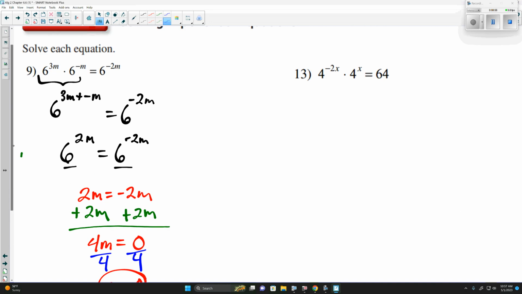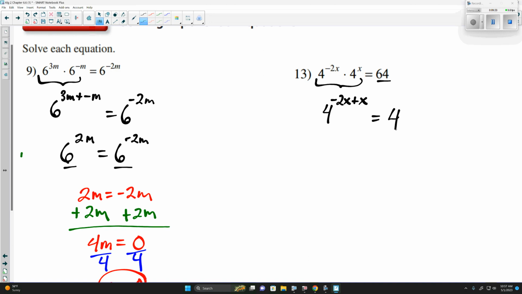Now if we look at the next one, we do have 4 to the negative 2x times 4 to the x. Since we have like bases being multiplied, we can add the exponents. So we'll add the negative 2x and x together. On the other side, we have 64. But for us to be able to do this, we need to write it as 4 to an exponent.